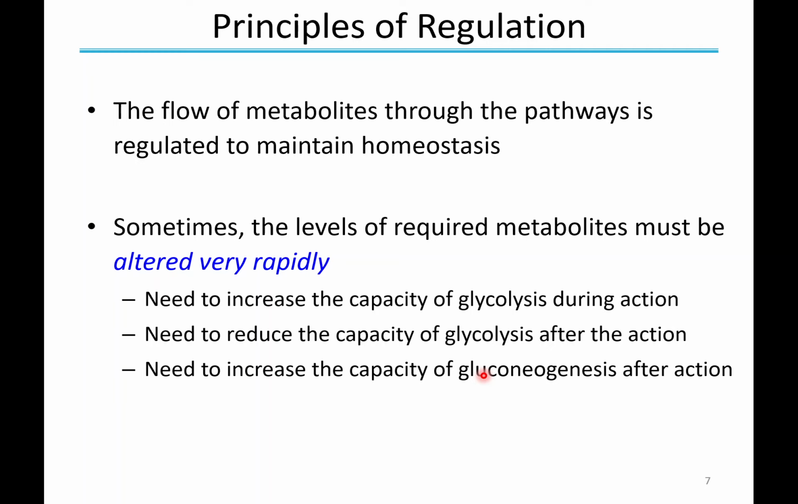And the way to switch back and forth between those, sometimes you have to do that pretty rapidly. If you're getting chased by a lion and you have to run away really quick, your glycolytic capacity has to turn on really quick and increase. And then when you stop doing that, you have to recover from that, and glycolysis then has to be turned off. Gluconeogenesis has to be turned on.